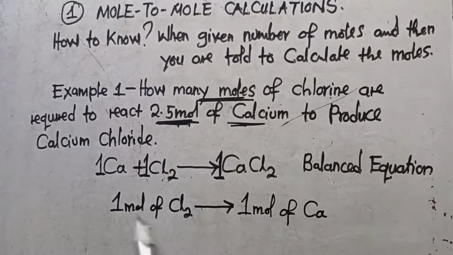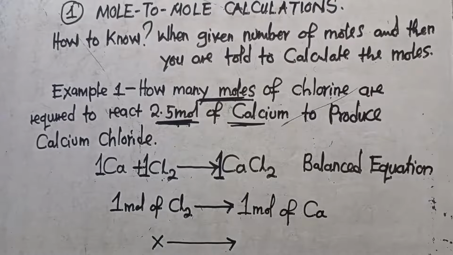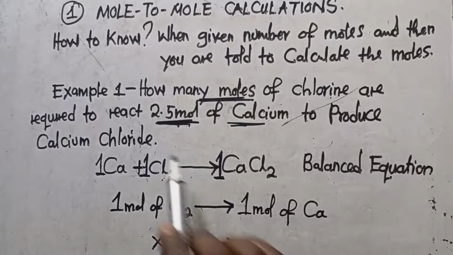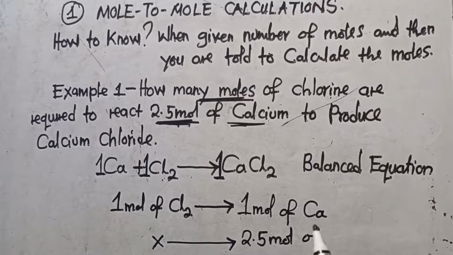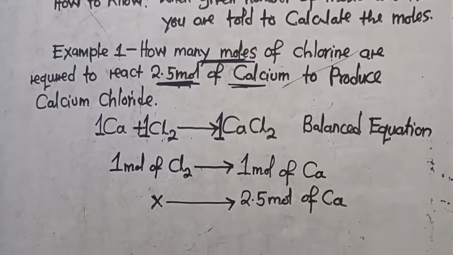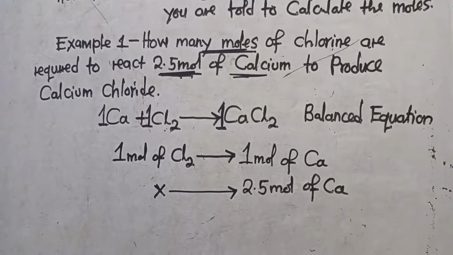You start with the first thing you are told to find. So here we shall put x, since we want to find the number of moles. But for calcium, what am I given? 2.5 moles of calcium. I put 2.5 moles of calcium. So I now find x, where I will just concentrate on the numbers. Your concentration should just be on the numbers.